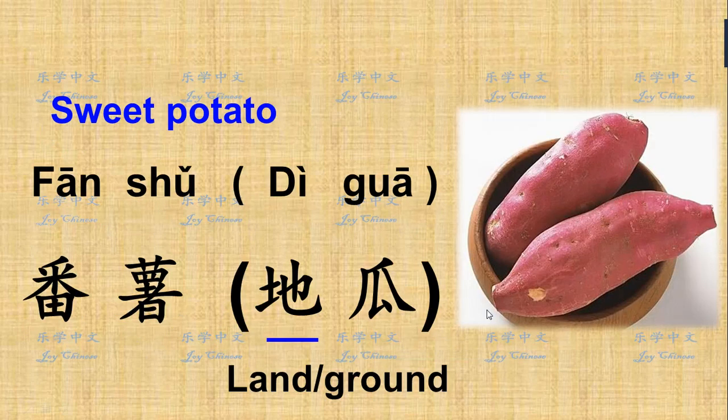The next one is sweet potato. Scientific name, 番薯. Another name is 地瓜. 瓜 means a gourd growing in land. 地 means land, ground. 地瓜.